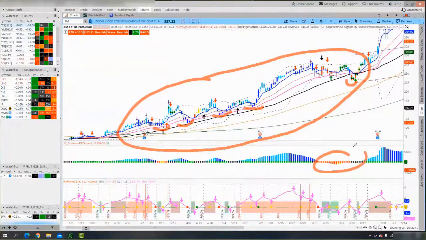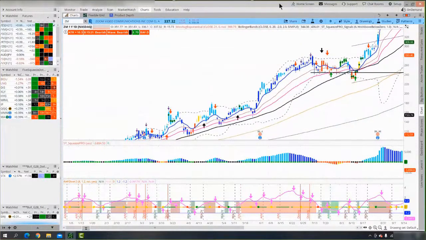It just broke support. Too many traders get out right there, and then what happens is it reverses and they don't know what's going on. So if you get out, one of the things I teach my students is as soon as you exit a trade, you immediately look for reentry according to your rules.